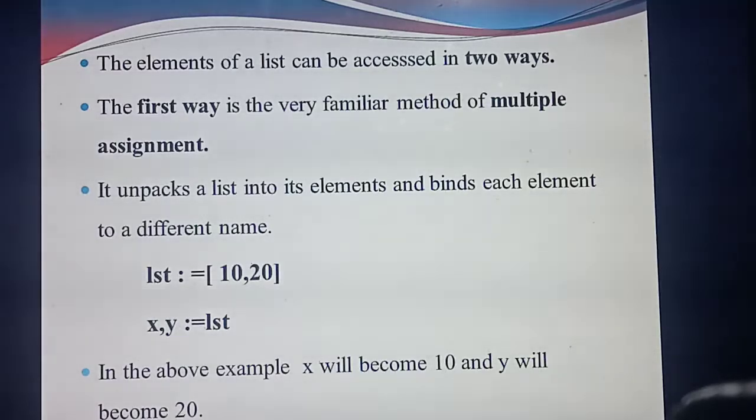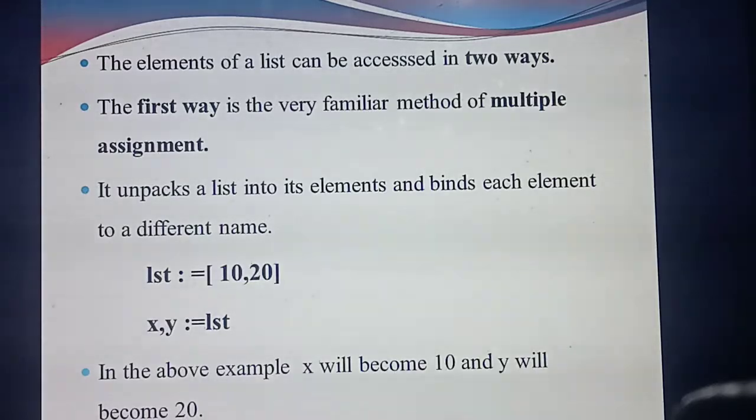Okay. So what's the first method name? Multiple assignment. What's the use? It will give, that is important, it will give or bind each element a different name. So 2 elements are there. What are the 2 elements? 10, 20. So these 2 elements you are giving 2 different names. What are the 2 different names you are giving?